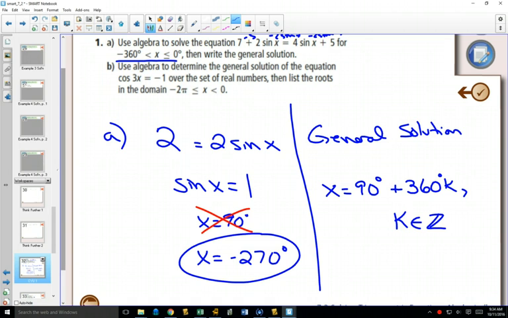So there's part A. For part B, use algebra to determine the general solution of the equation cos 3x equals negative 1 over the set of all real numbers, then list the roots. So we've got general solution again in this question. And do you remember the name that we used when we had a number inside? What kind of question did we call this? A multi-revolution question.